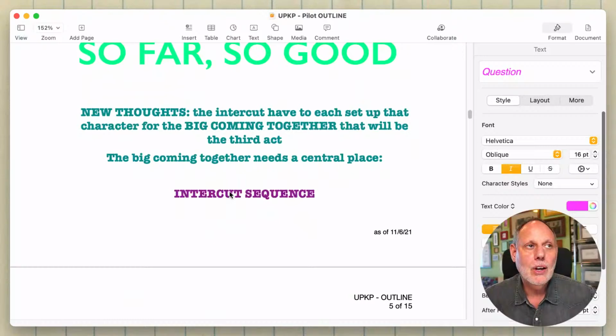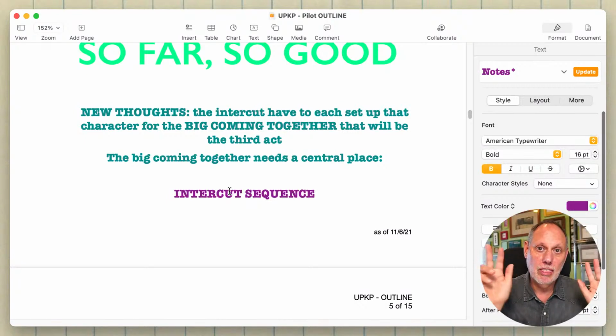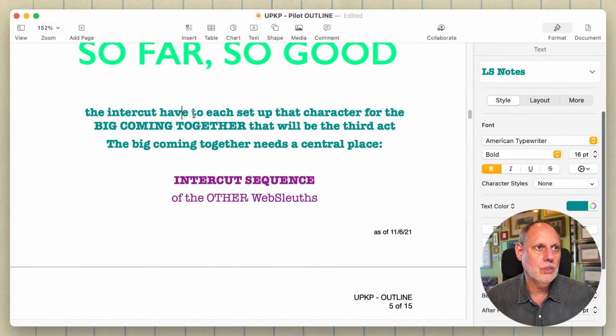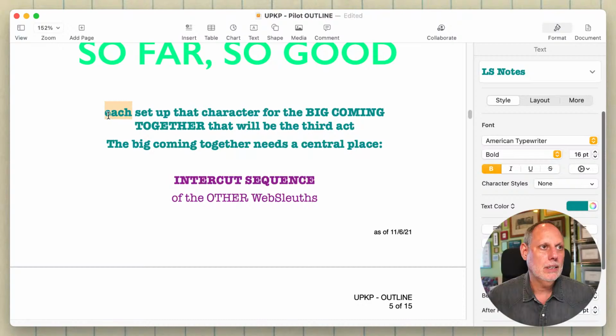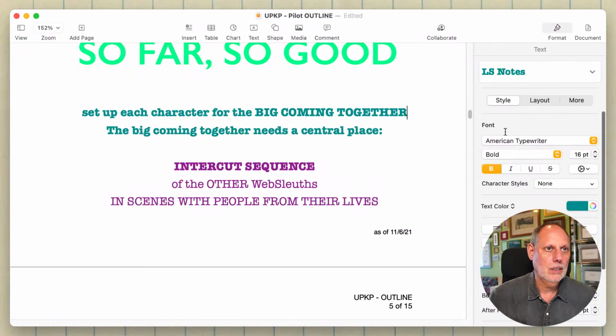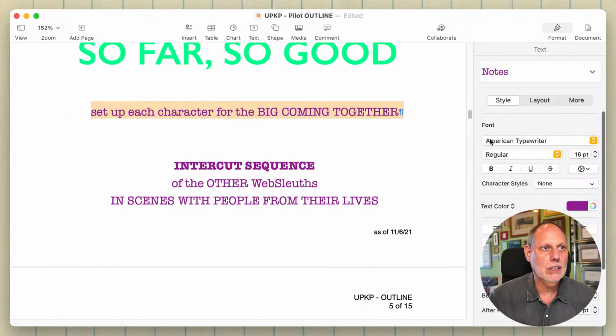Okay. From here on, we are heading towards the climax of the episode, the third act, although there aren't really 3 acts in an episode of hour long, or at least there don't have to be. So the thing that we need to do here is this intercut sequence set up each character for the big coming together in the third act. So I am just making this a note to myself here.